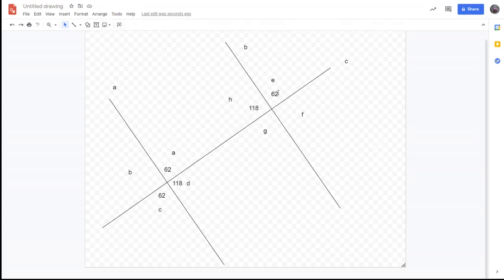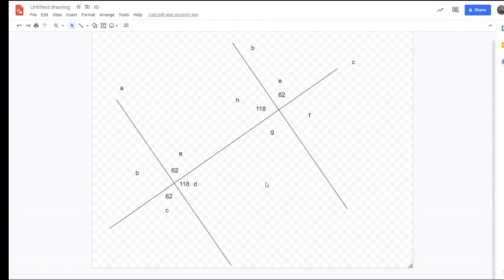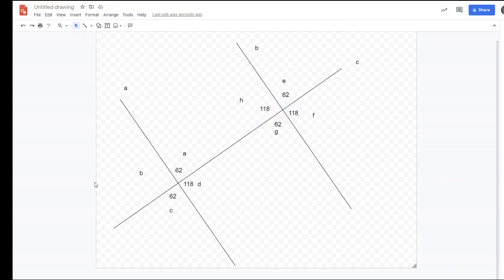So you might be starting to notice something. There are only actually two different angle sizes on this transversal. So I'm just going to go ahead and fill in all of the rest of the angles. So 62, E and G are vertically opposite, so I'm going to make them the same, and so are H and F. H and B are corresponding, so I'm just going to copy this.